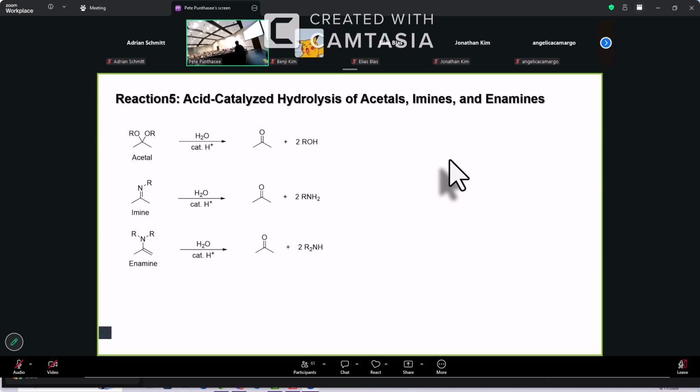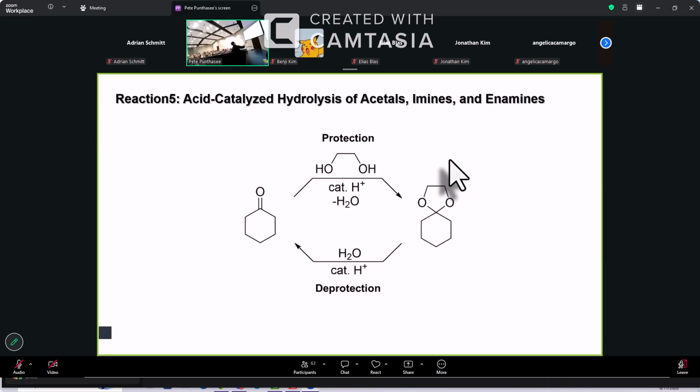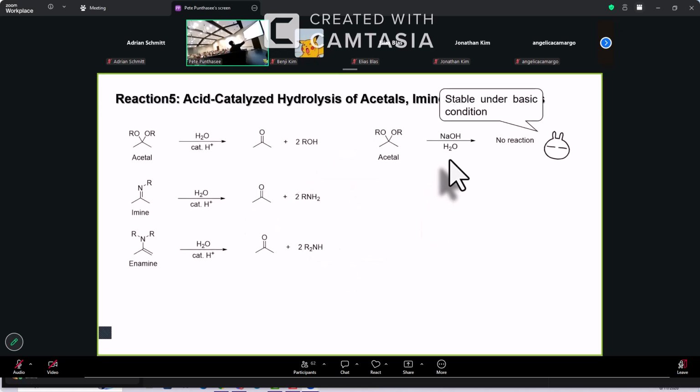Go back one slide right here. If you remember, the protecting group is stable under basic conditions, so we use acid to remove them. Under basic conditions, it doesn't do anything. So since we use water and add a small amount of, let's say, sulfuric acid, the proton source, can we agree on that, is this guy.